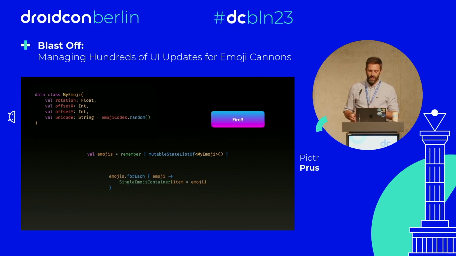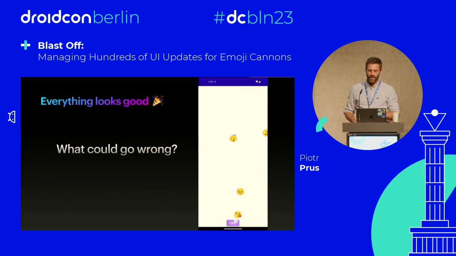And then for each of these emojis, I'm calling my other composable function, the single emoji container, and this is the whole screen container which contains this animation. So as you can see, everything looks good. I could stop talking now. This just works. Everything's fine. But what could go wrong?